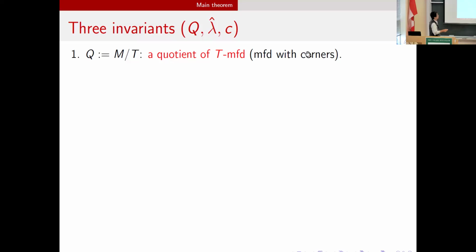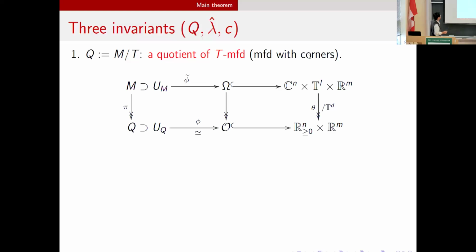The manifold with corners has a smooth structure itself. So how can we get it? Now this M has a local standard T chart. So we take a local standard atlas, and UM is one of the charts. This is weakly equivariantly diffeomorphic to the omega. It's an open subset of the standard chart.